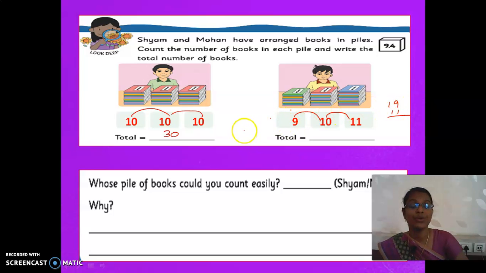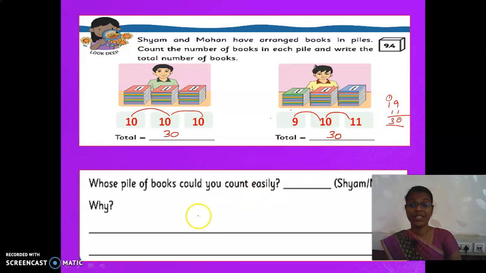But here what did you do? Here you used the skip counting method. Yes or no? What is the answer here then? So 9 plus 1, 10, and here 3. So 9 plus 1, 10, carry over 1, 1 plus 1, 2, 2 plus 1, 3. Yes or no? So here also you got the total as 30.